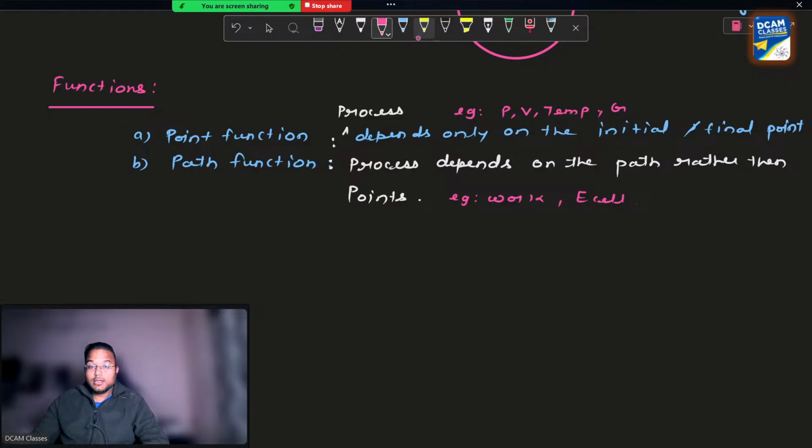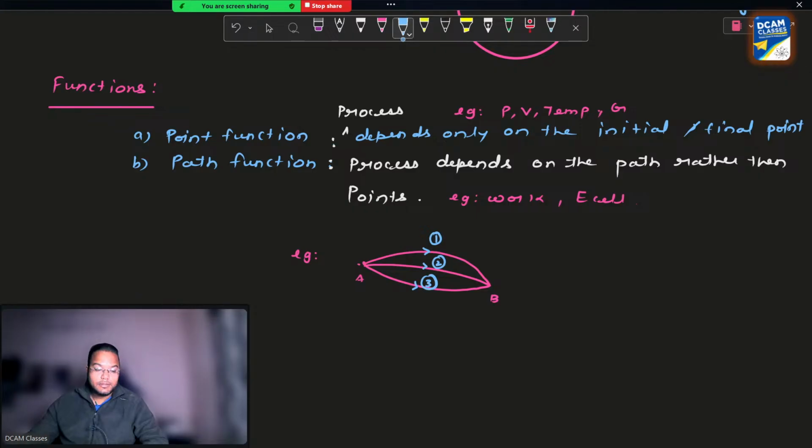Okay. Now the main difference is, I'll give an example. Suppose there are 2 points. This is A and this is B. There are 3 different paths. This, and this. This is path 1, this is path 2, this is path 3.